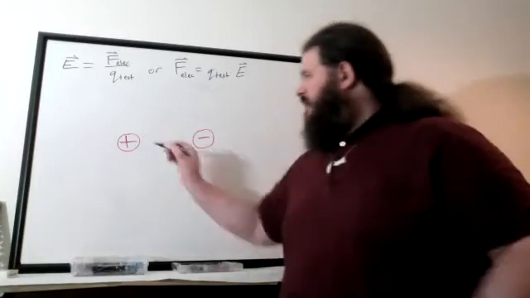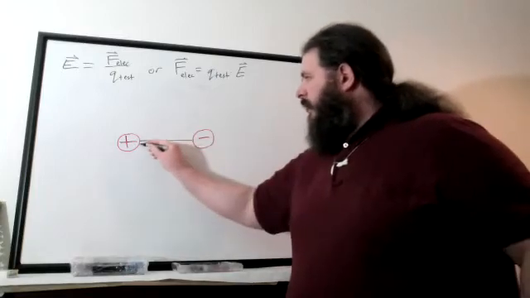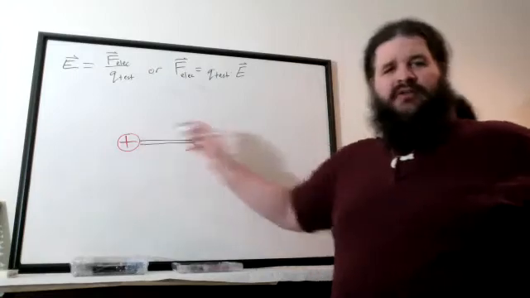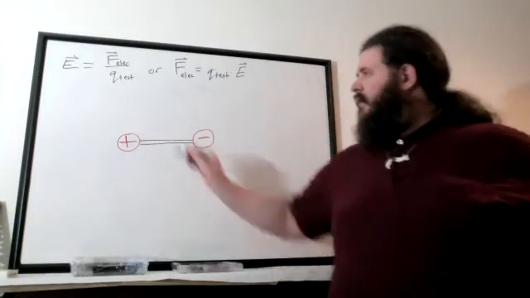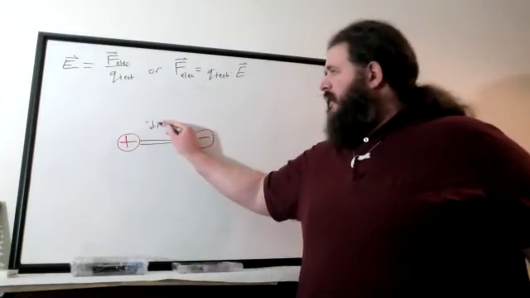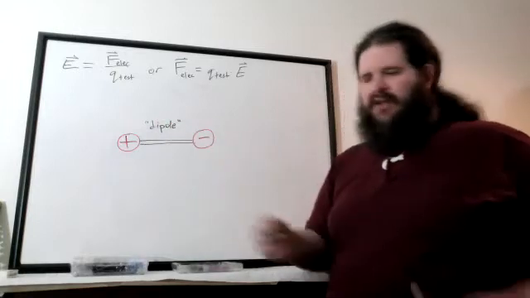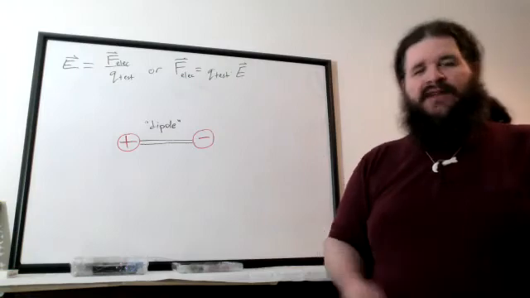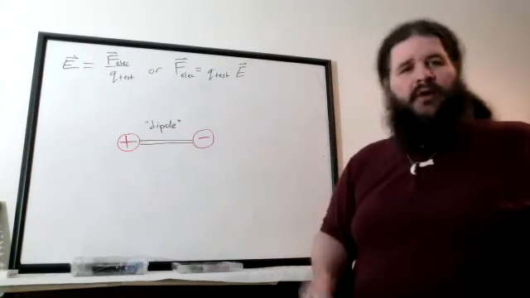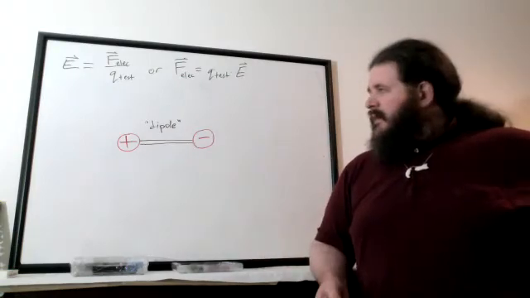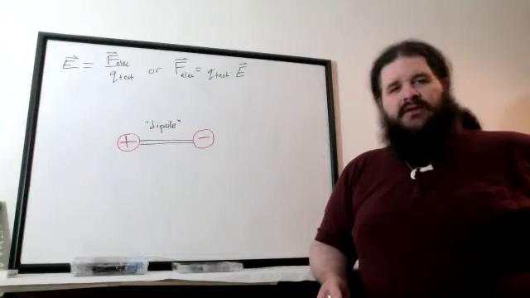One common arrangement is a plastic rod that has positive charge on one end and negative charge on the other end. So this would be called an electric dipole, or we would say that this object is electrically polarized. It has a positive pole and a negative pole. In that case, it's going to be creating a very unique electric field.